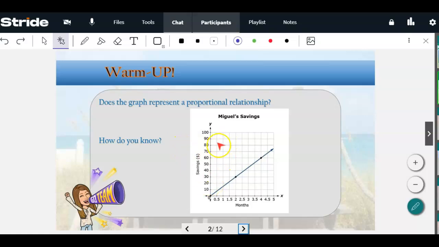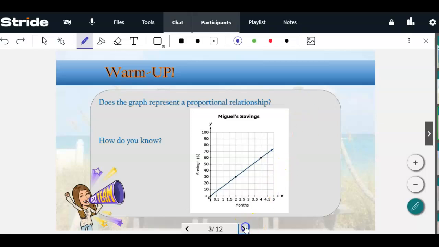You should know because it goes through the origin, it is a proportional relationship. So any graph that goes through 0, 0 is proportional. So that answer is yes, and that's how we know. If you're understanding that, and that makes sense.